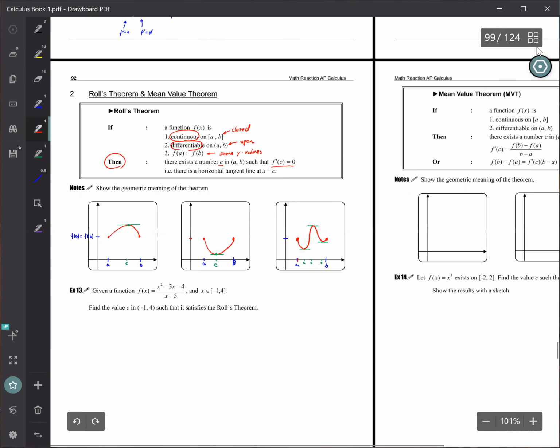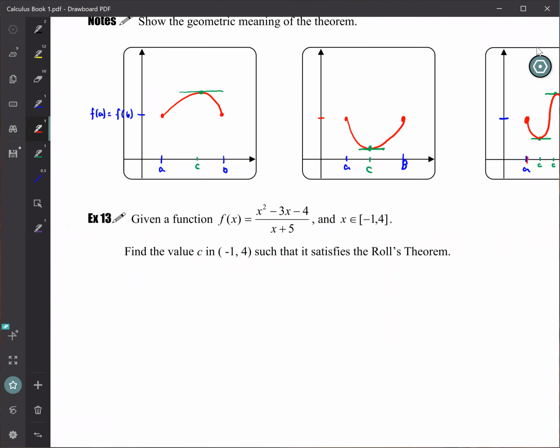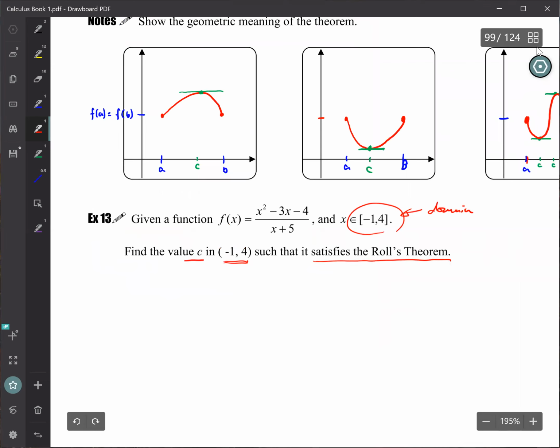So the question that you will have will be looking for the c values. So here we have a function, this is a rational function. And x is within this domain. Find the value c, in an open interval, such that it satisfies Rolle's theorem. So on the test, when they say Rolle's theorem, you have to remember the three conditions. You have to make sure you state them, just like when you do the squeeze theorem. You have to know what the squeeze theorem is about.